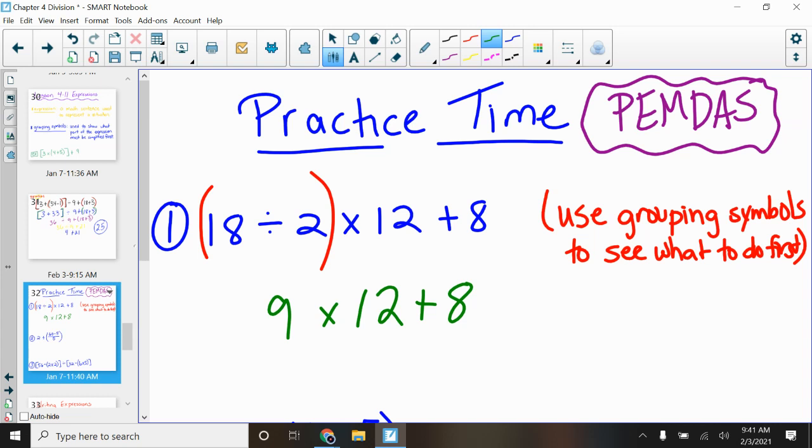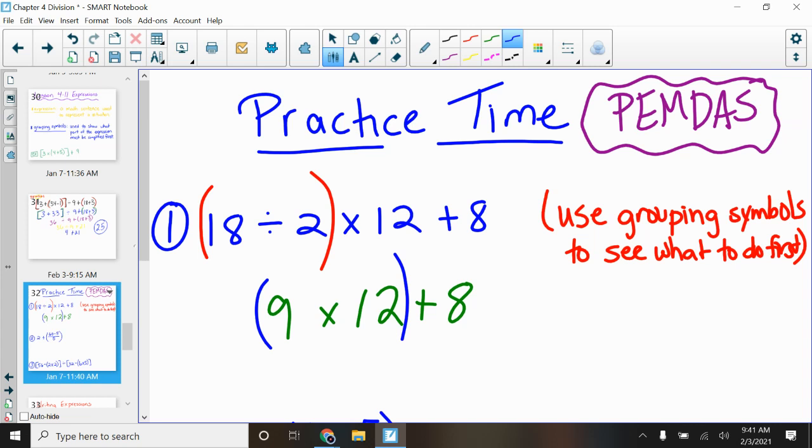All right, now, I still need my grouping symbols, because I have two different math operations going on in this problem here. I've got a multiplication sign and a plus sign. Sophia, where are my grouping symbols going to go next? Yes, why, Sophia? Because you go left to right with division and multiplication, so it makes the multiplication.